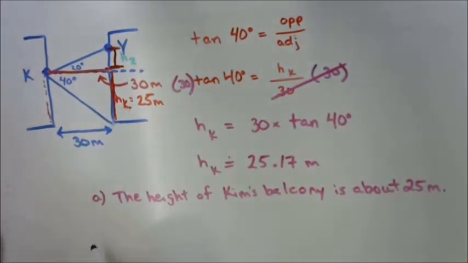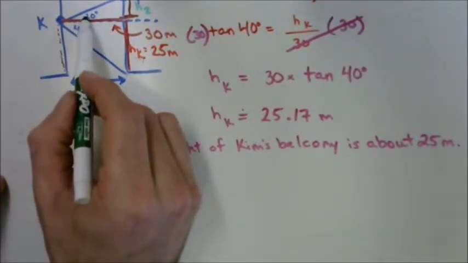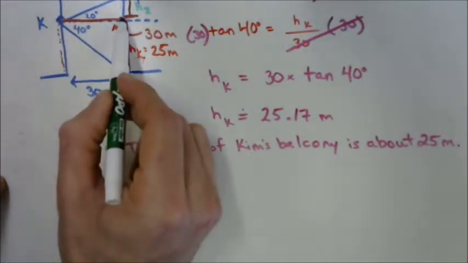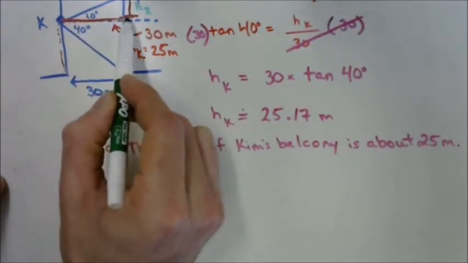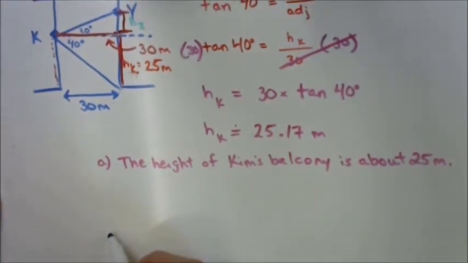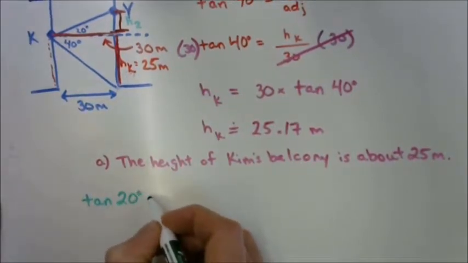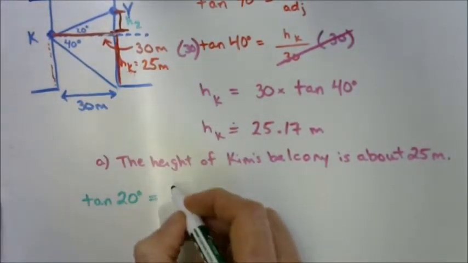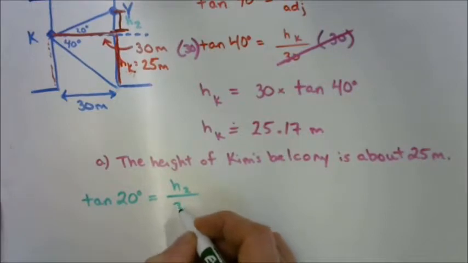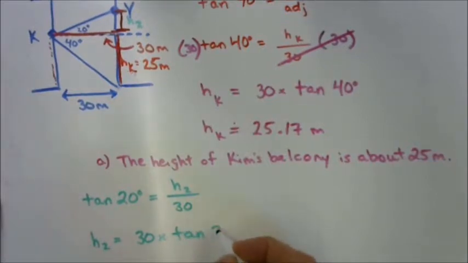So again, we can use our top triangle there, our upper triangle. We have an angle of 20 degrees. We have a side length of 30 meters. This is the adjacent side. And we're looking for the opposite side. So once again, we're going to use the tangent ratio. The tangent of angle 20 is going to be opposite over adjacent, so it's H2 over 30. If we multiply both sides by 30, the 30 cancels out on the H2 side, leaving us with just H2, and that's equal to 30 times the tangent of 20.